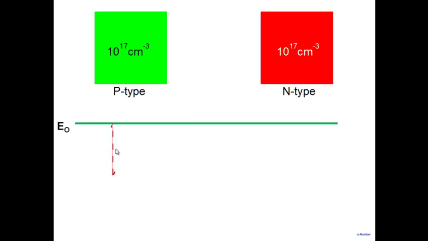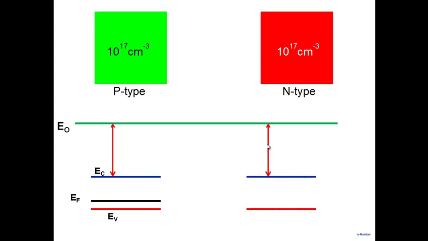Locate EC. Once I know EC, I know EV. Locate EF. How? From the doping. Locate it here, EF, right? Do the same thing here. Locate EC here, this one here. This is n-type, so Fermi energy is going to be closer here. Do that here. So that's the energy band diagram of the isolated system.